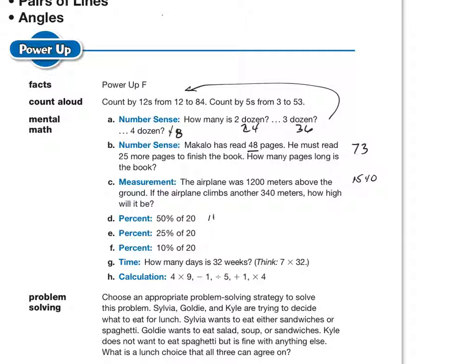And then percent of 20. 50% of 20 is 10. 25% of 20 is 5, because 5 times 4 is 20. And 10% of 20, 10 times what is 20, is 2. 10 times 2 is 20.